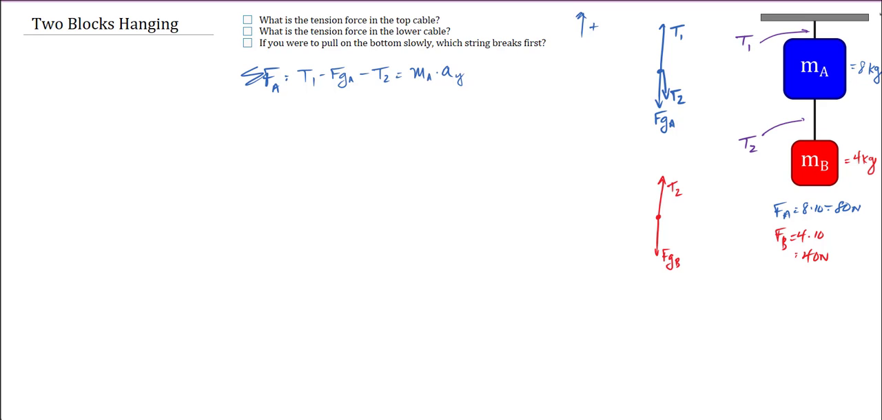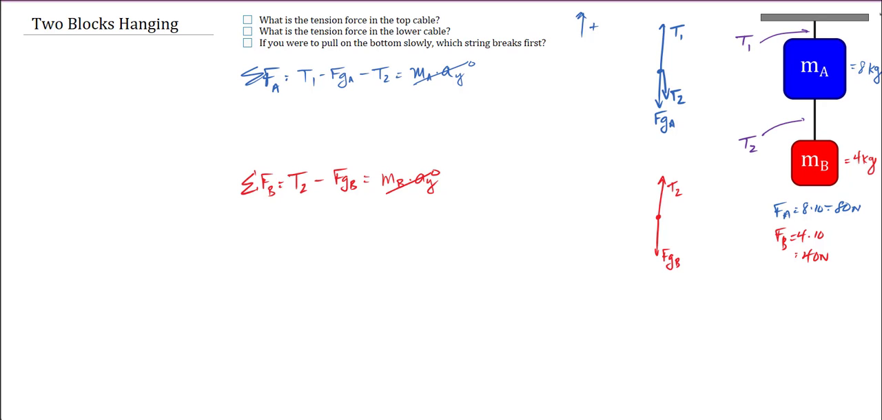And let's do the same thing for the bottom block. Sum of the forces on B is going to be T2 is acting in the positive direction minus the weight of block B, and that's going to equal the mass of B times the acceleration of our system. Now, these are just hanging there. There's no acceleration.